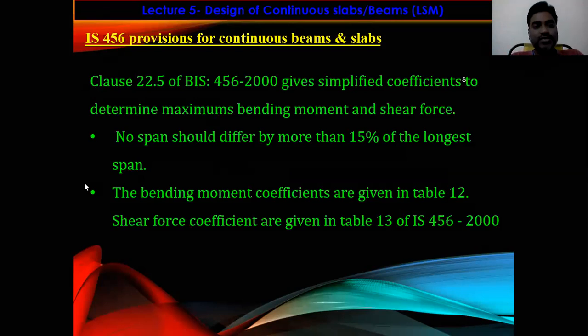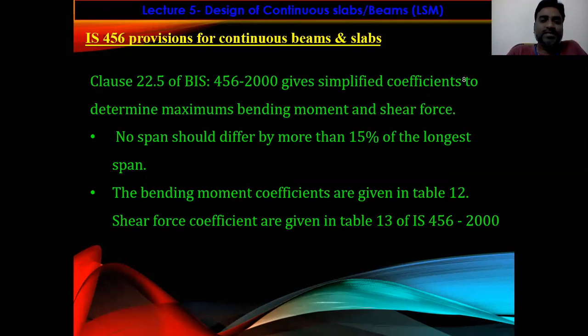Clause 22.5 of IS 456 gives the simplified coefficients to determine the maximum bending moment and shear forces. As we discussed in the last class, the beams and slabs are constructed monolithically, continuously. We cannot construct one slab one time, another slab another time. We will construct at a time continuously.